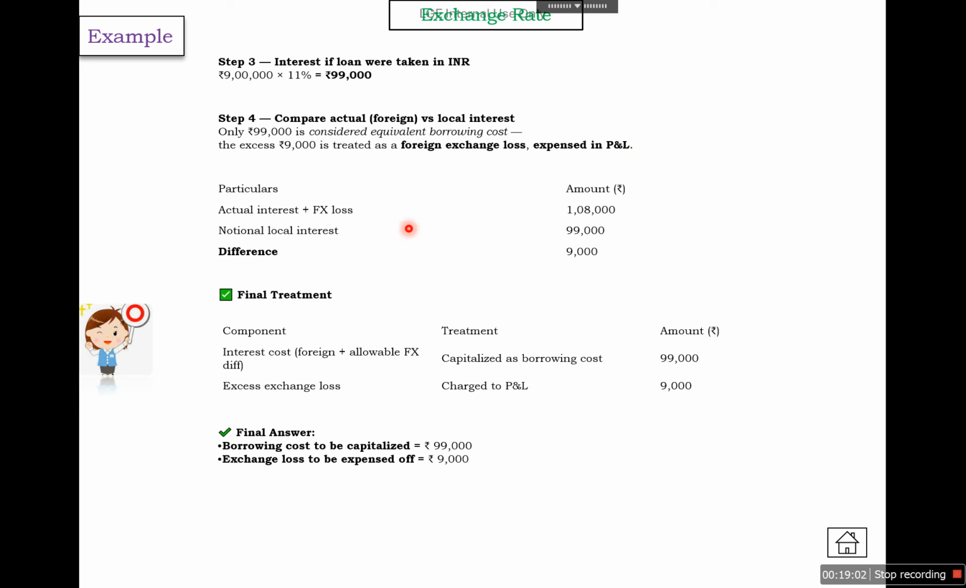So actual interest or forex loss is 1,08,000. Notional interest cost is 99,000. The difference is 9,000. So interest plus foreign exchange difference, we will capitalize as a borrowing cost 99,000, and the remaining difference we will charge to P&L, 9,000. So borrowing cost to be capitalized is 99,000. Exchange loss to be expensed off is 9,000.